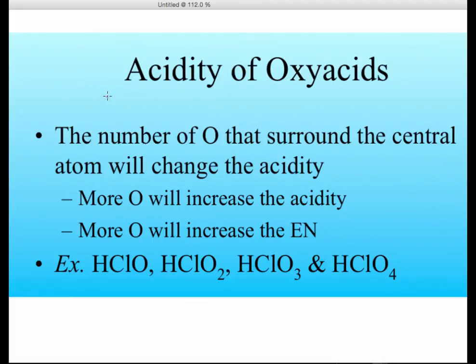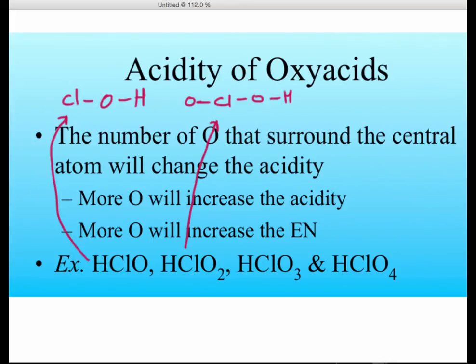So now let's draw it down here. I've got chlorine, and I've got the hydrogen. That would be the first one, the hypochlorous acid. Now to look at what goes on here, I've got the chlorine bonded to an oxygen, bonded to a hydrogen, bonded to another oxygen. That's the formula, or the Lewis structure, for chlorous acid.